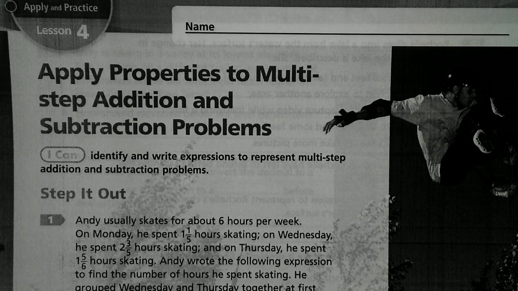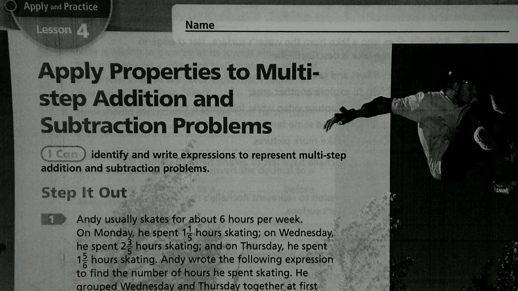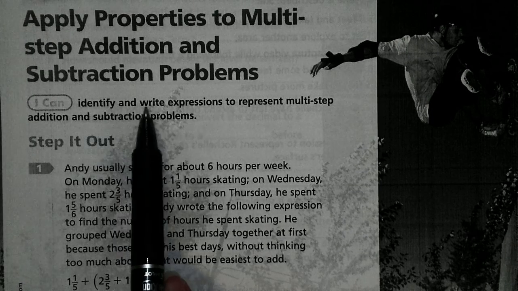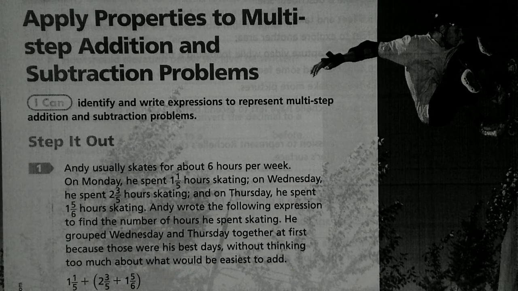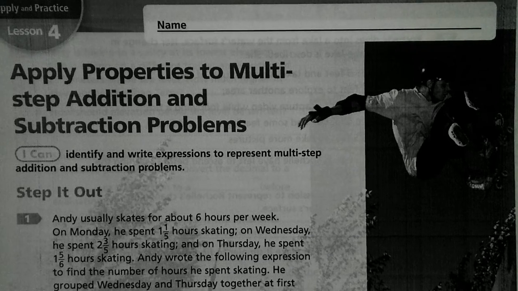We're going to apply properties to multi-step addition and subtraction problems. So what that means is we are going to rearrange things in order to add and subtract our integers or rational numbers. So it could be a combination of both, right? It could be an integer, it could be a rational number. All right, so our objective is to identify and write expressions to represent multi-step addition and subtraction problems. So let's talk about a couple of the properties first.